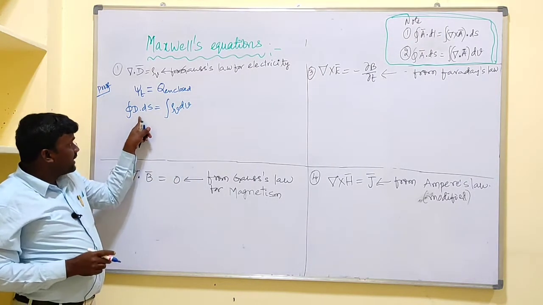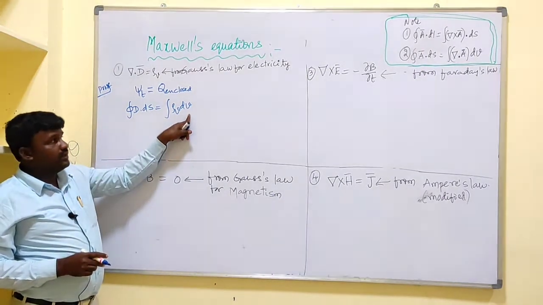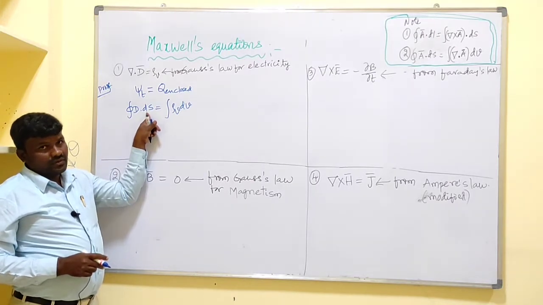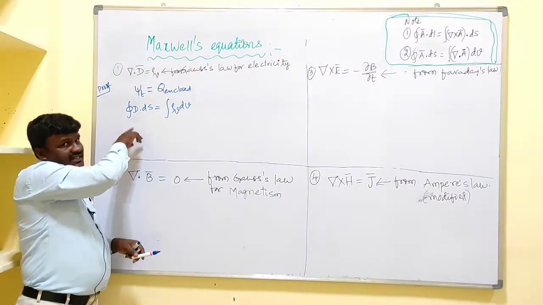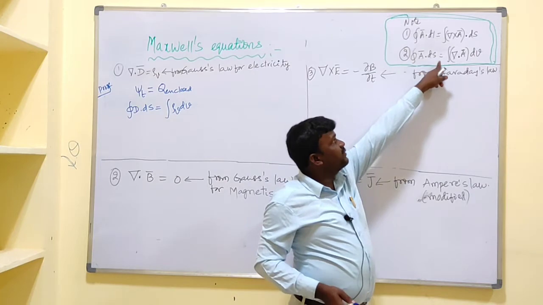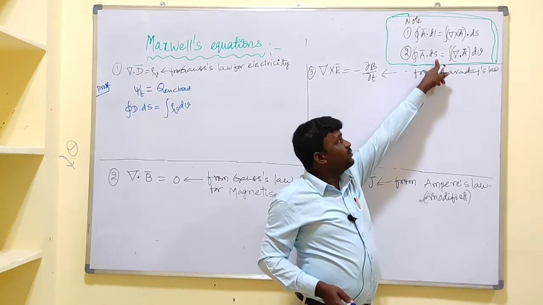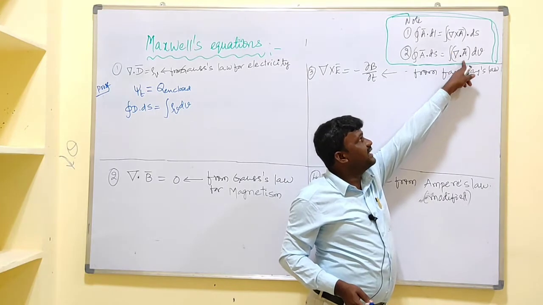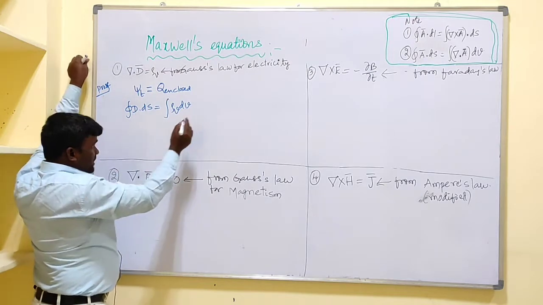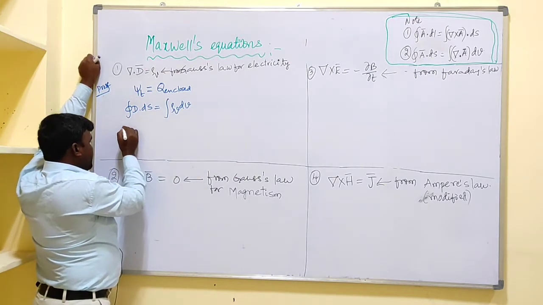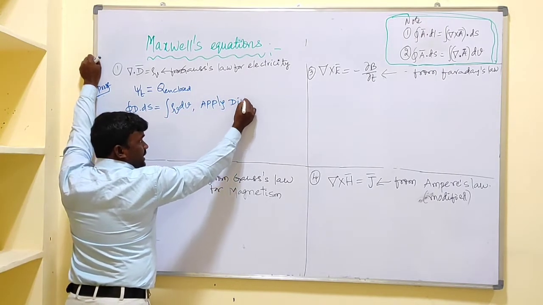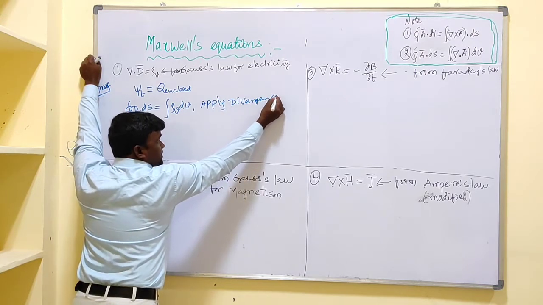Here I have a closed surface, here I have a volume. We know that a closed surface can define the volume. There exists a relationship between closed surface integral and volume integral by using the divergence theorem. Integral A dot dS over the closed surface is equal to integral del dot A dv. That means if there exists a closed surface integral, we can convert it into a volume integral by applying the divergence theorem to the LHS of this equation.